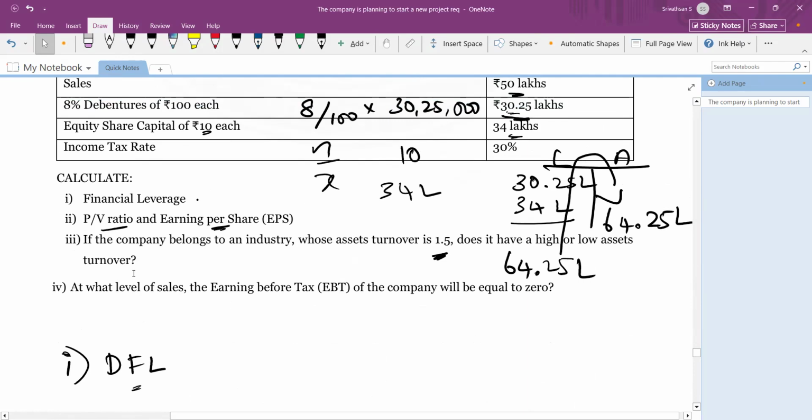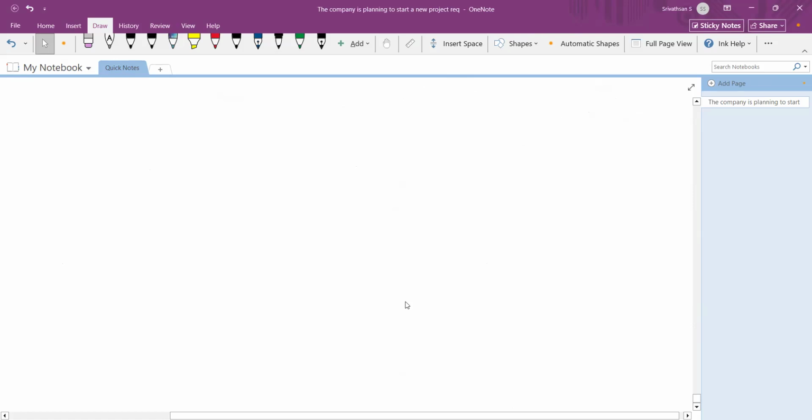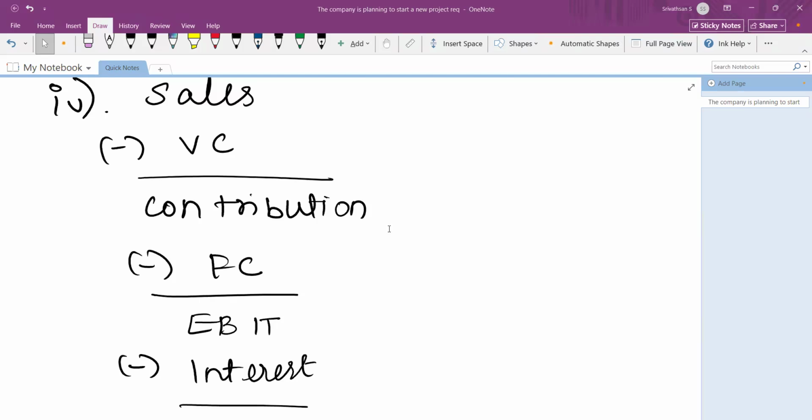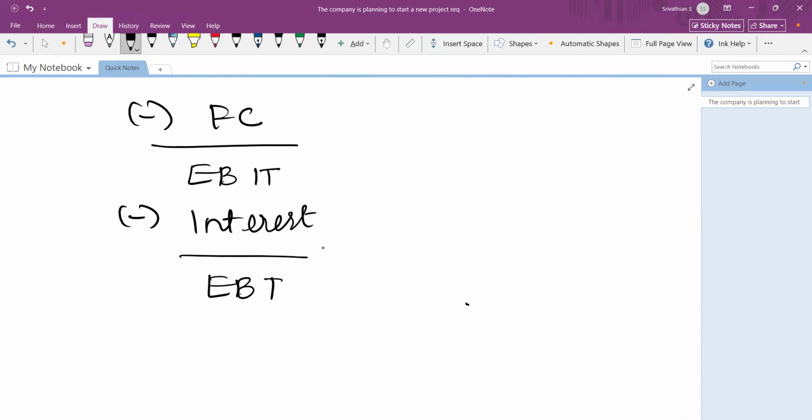The fourth requirement of the question is at what level of sales EBT of the company will be equal to 0, right? So now let's do the reverse calculation for these kind of questions. Here they're asking us to calculate at what level of sales the value of EBT will be equal to 0. So let's put EBT is equal to 0, because that is what the question says.